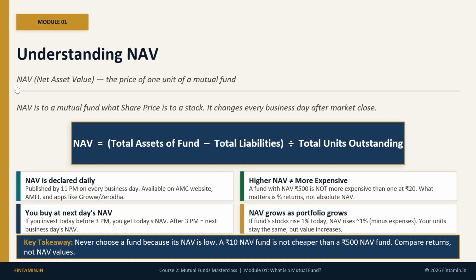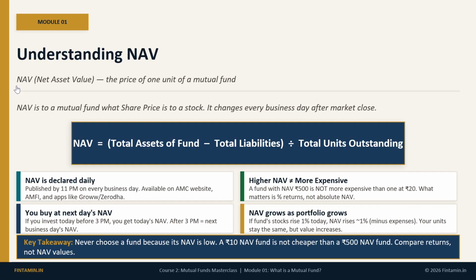Understanding NAV. NAV is net asset value. It is to a mutual fund what share price is to a stock. It is the price of one unit of the fund. The formula is simple: total assets of the fund minus total liabilities, divided by total units outstanding. This is calculated and published every business day by 11 p.m.